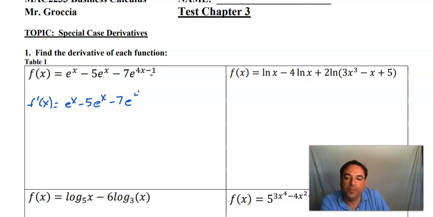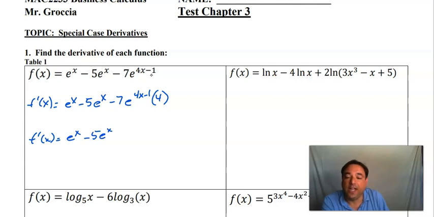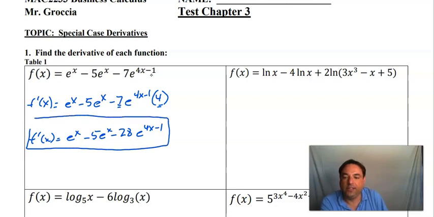So step 1, rewrite it. E to the 4x minus 1. Step 2, derivative of the exponent. Derivative of 4x is 4. Derivative of minus 1 is 0. Then, you've taken the derivative. Next step is to simplify. So when we simplify, the first one's all right, e to the x, the second one's okay, e to the x, minus 5e to the x, but the next one we have minus 7 times 4 would be 28, e to the 4x minus 1. And that would be your simplified derivative.